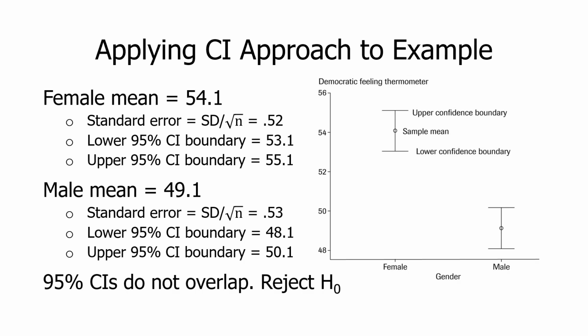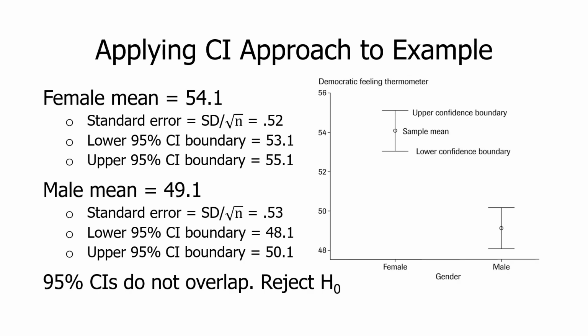I'll just show you the math, or reemphasize this point. The female mean is 54.1, standard error of 0.52. The lower confidence boundary, therefore, is 53.1. The higher confidence boundary is 55.1. Do the same for the males. The lowest 95% CI boundary is 48.1. The upper is 50.1. So the highest plausible mean for men is 50.1. The lowest plausible mean for women is 53.1, and they do not overlap. This is what's called an error bar chart.